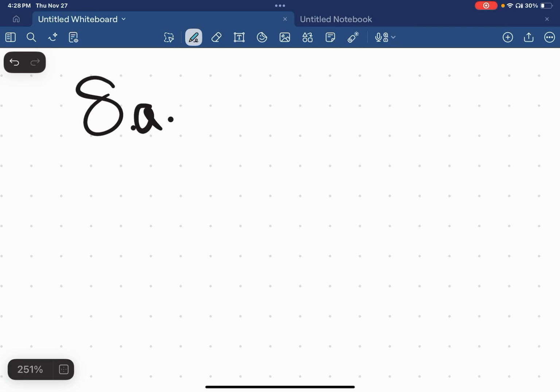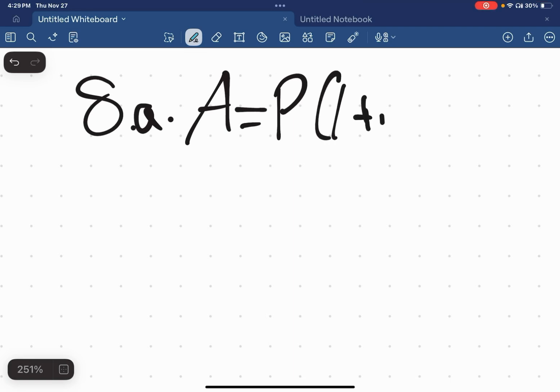Okay, this one's simple if you know what simple interest and compound interest are. Cindy just did both. Simple interest is given by the formula A is equal to P, which is your original amount that they were given, times 1 plus rt. t is time, and r is how much the bank is actually offering in simple interest.